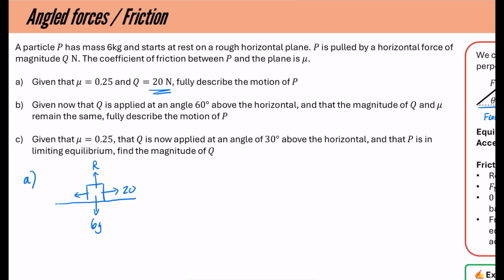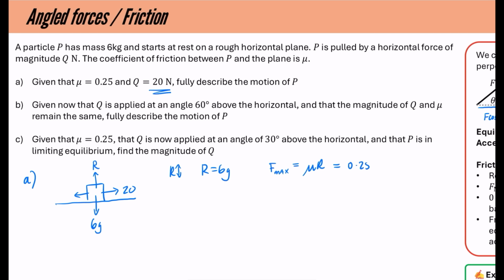So I can actually just resolve in the up and down direction and just say that R is equal to 6g. Now I'll do my calculation for the friction, which is the friction max. But if you don't write friction max, if you just write friction, that's absolutely fine. I often just write friction. That is going to be equal to mu R. You often get a mark for that.